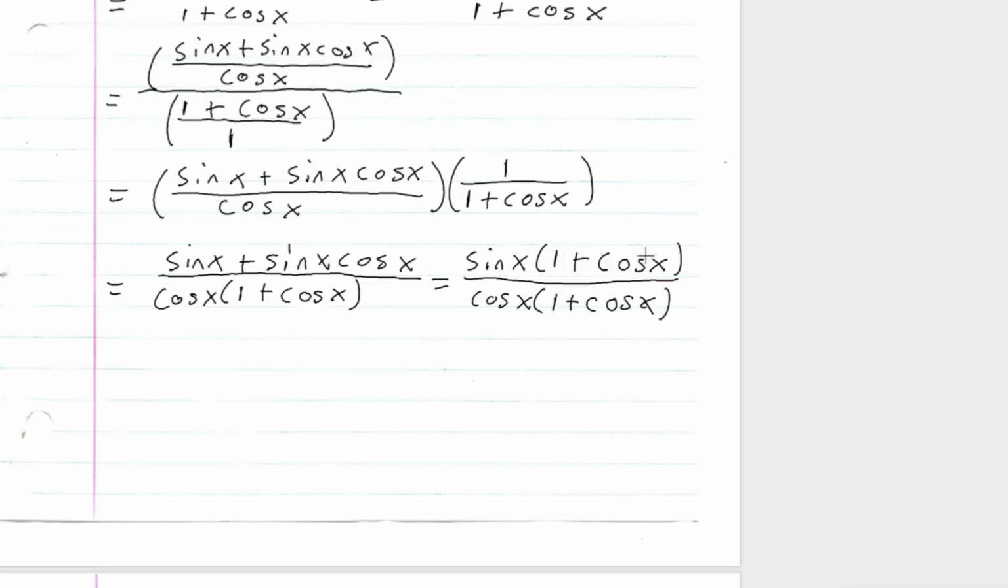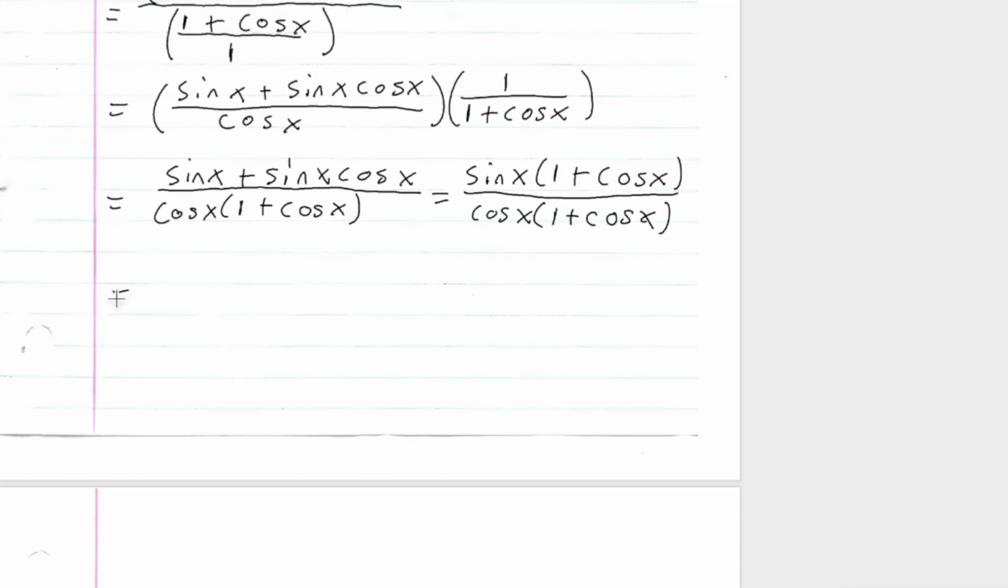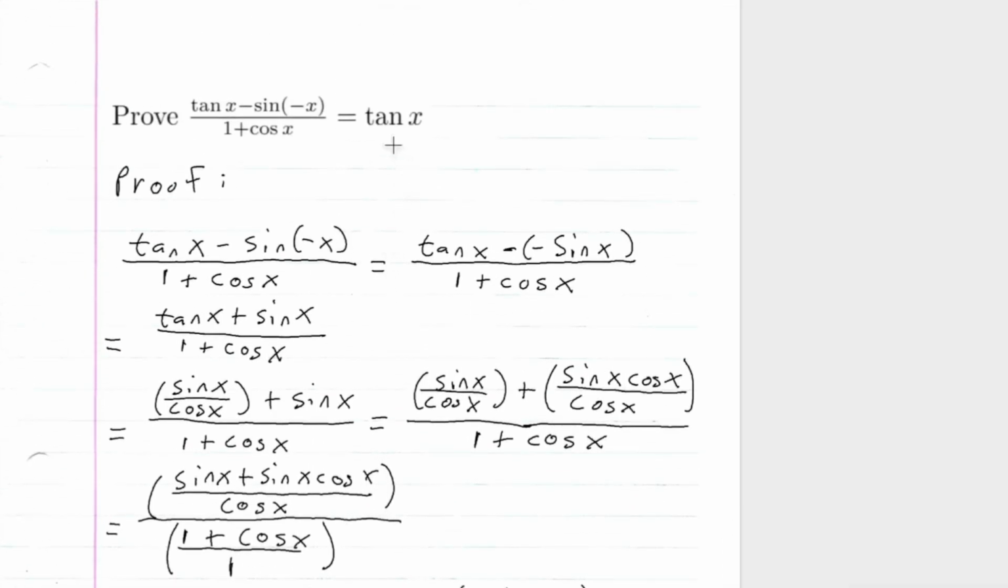And I have a factor of 1 plus cosine x on the top and on the bottom. So 1 plus cosine x divided by 1 plus cosine x is just 1. So I'm left with sine x over cosine x. And sine x over cosine x is just tangent x, which is exactly what I wanted to prove.